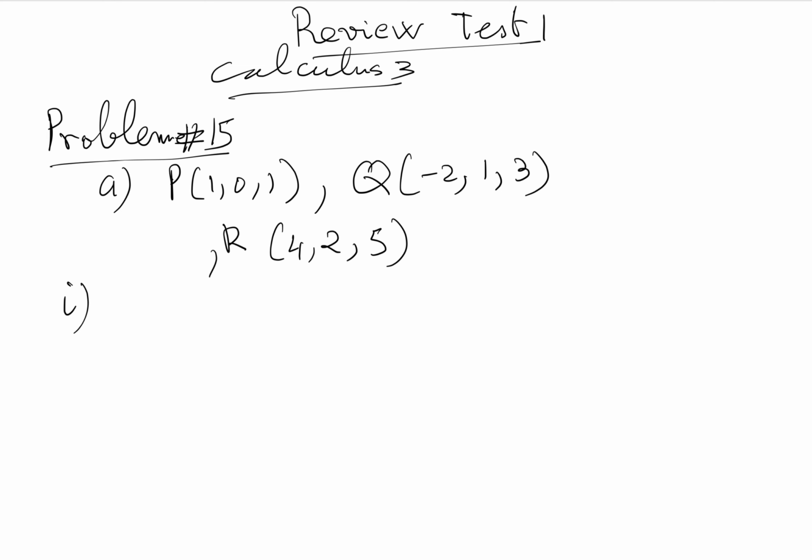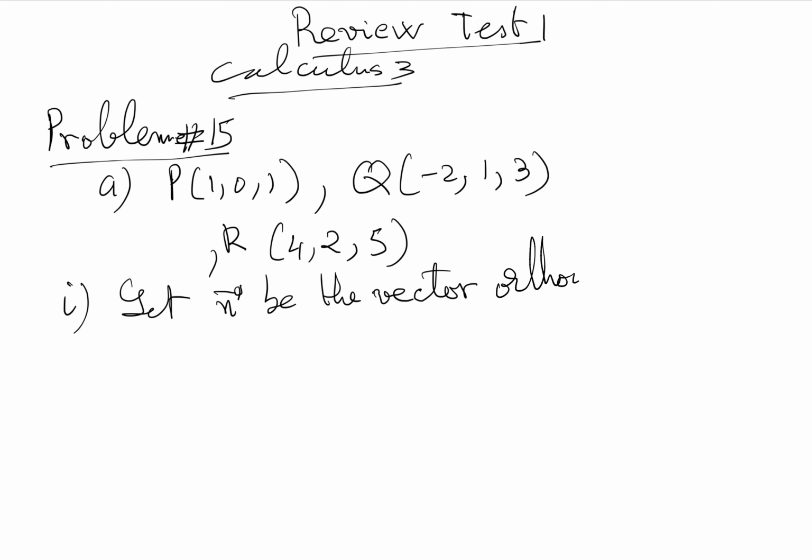So for the vector orthogonal, you have to say let n vector be the vector orthogonal to the plane passing through the points P, Q, R. So now to find the vector n, it is just the cross product of the PQ vector and the PR vector.